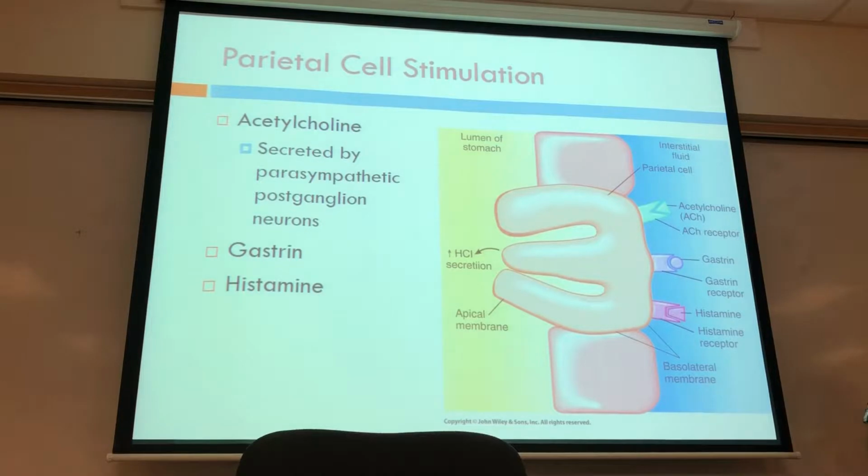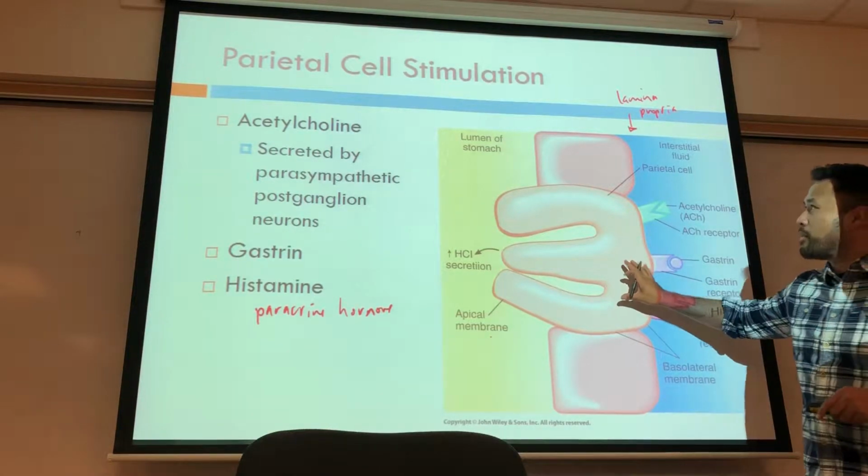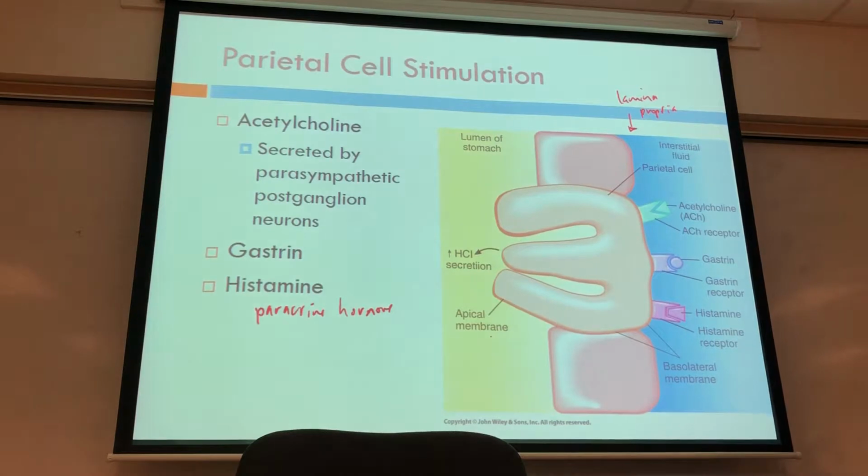The last one of these is histamine. Histamine is a paracrine hormone, and these are actually produced by cells much deeper within. We do have other layers contained within, namely the lamina propria. If you read through the book, it'll mention histamine. In the lamina propria, there are specific cells called mast cells that will secrete this histamine. And histamine, again a localized response, would also activate the parietal cells to produce hydrochloric acid. So all of these are a local response.